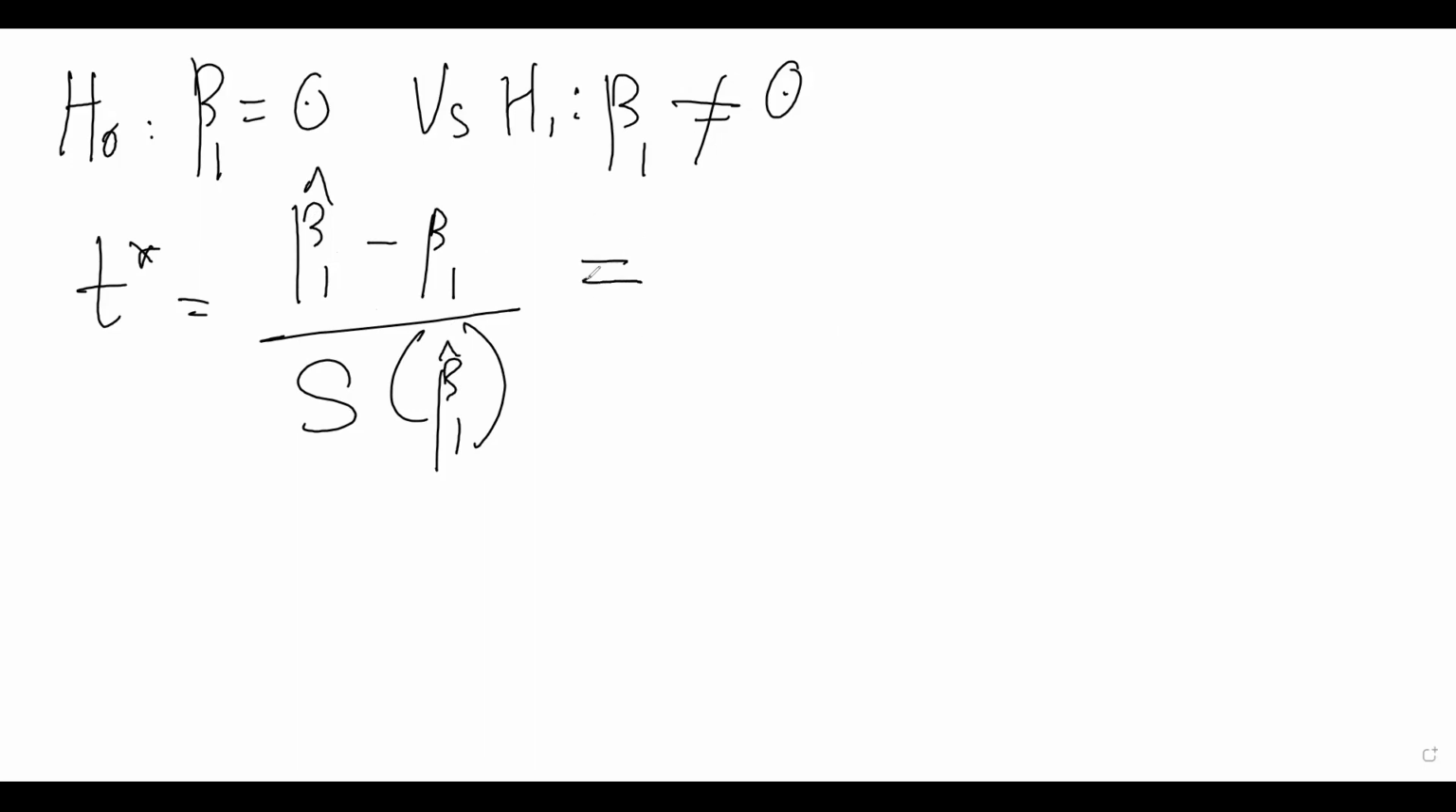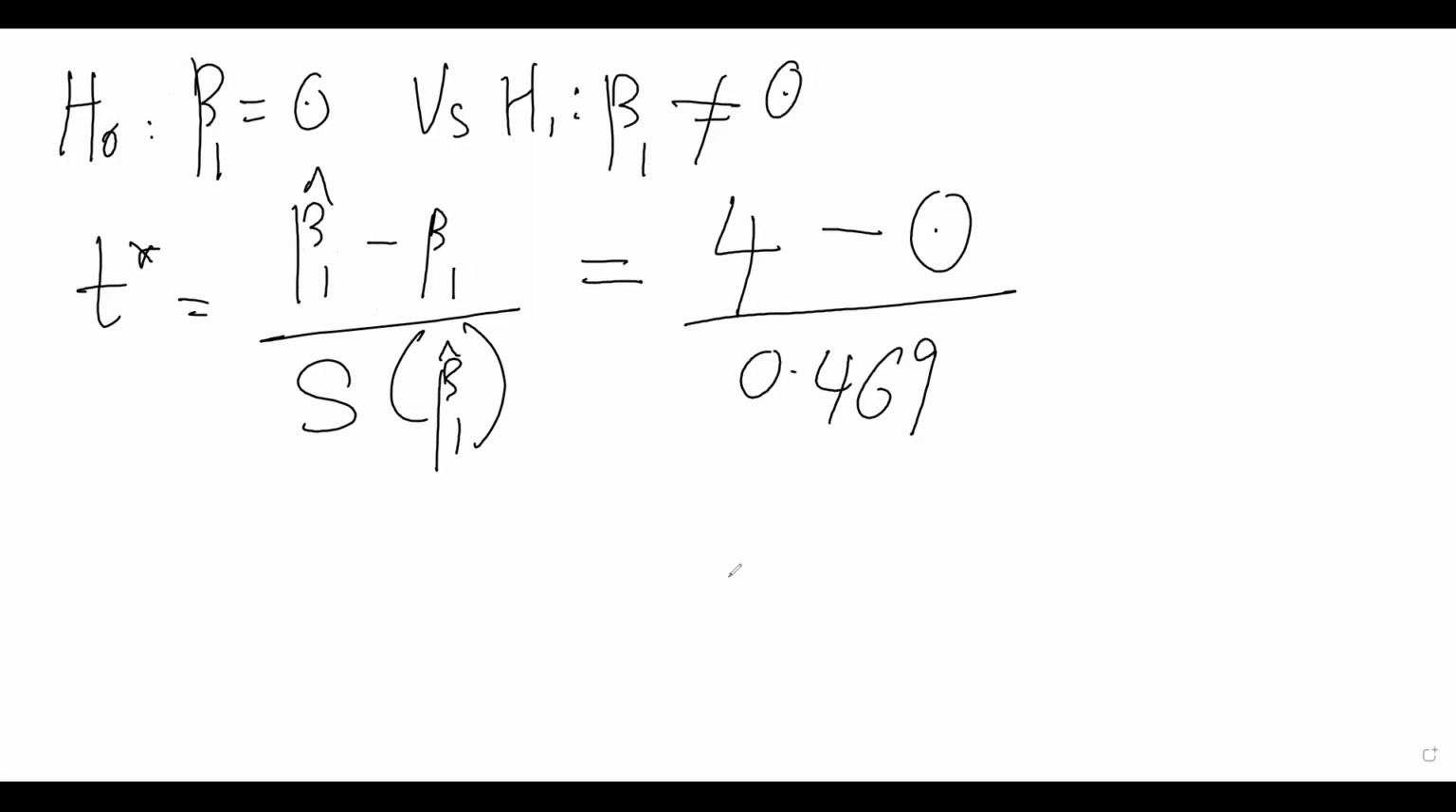So you have to plug in the values. Beta 1 hat is what? 4. In our model, it's 4. This is the hypothesized value that we are checking. So that is basically this. And this quantity we computed, 0.469. We computed it in the earlier case, right? So this is 8.5288.